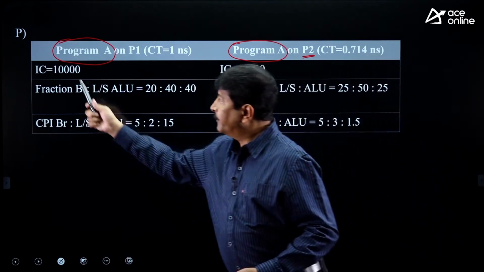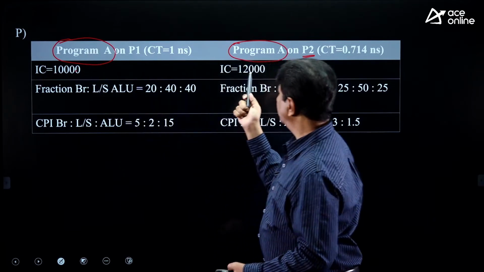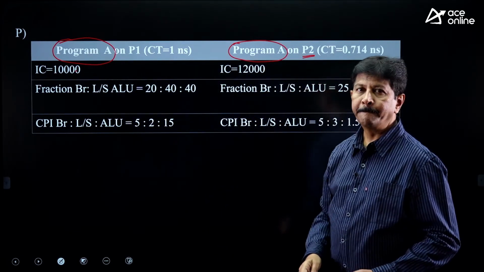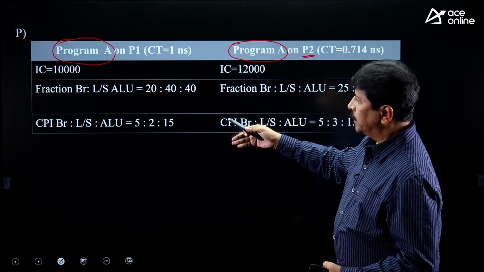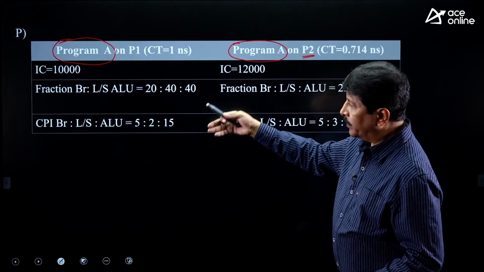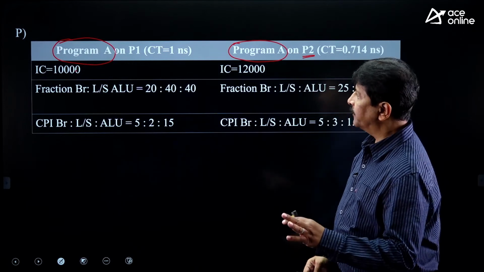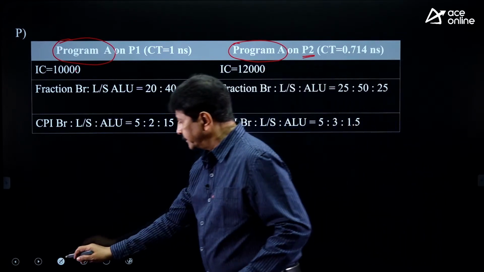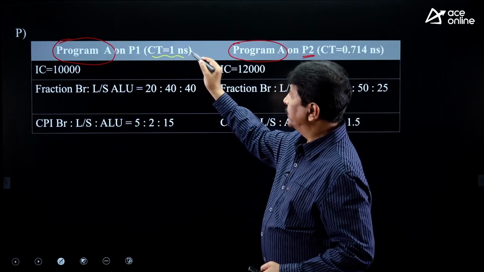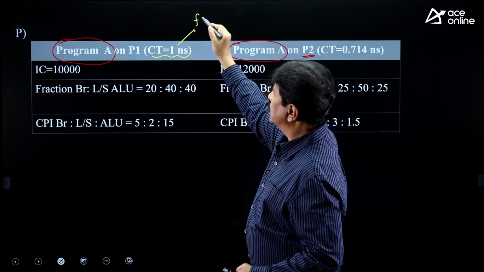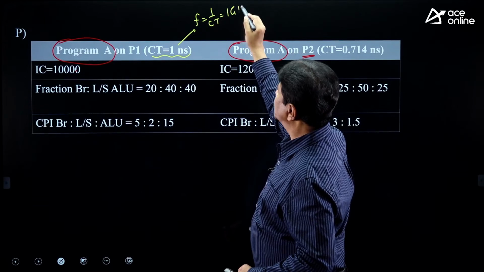You can see that the instruction count for this program in this processor is 10,000, but here the instruction count is 12,000. That means total number of instructions. And then he has given some details, how many instructions are there and how many cycles per instruction it is going to take. So which one is better for this? He told that processor 1 has a cycle time of 1 nanosecond only. That means the frequency is 1 by cycle time, which is equal to 1 gigahertz.